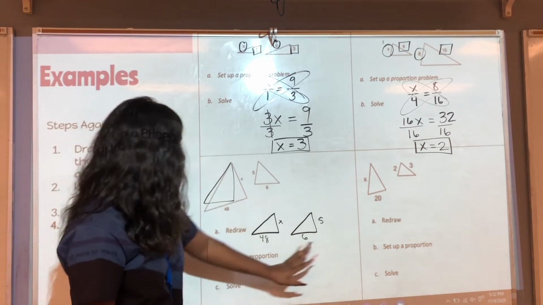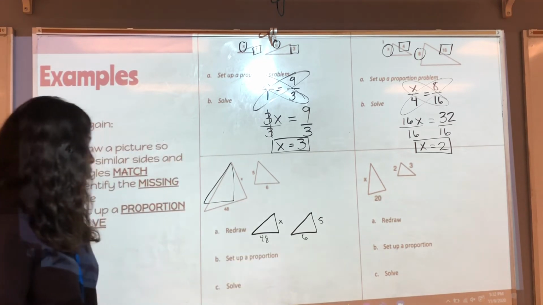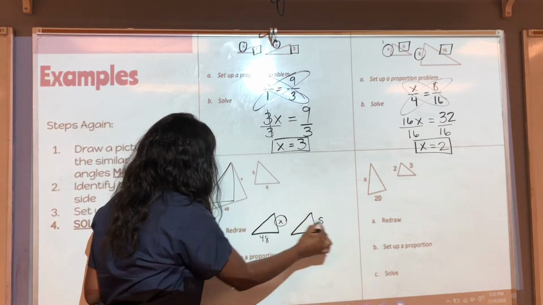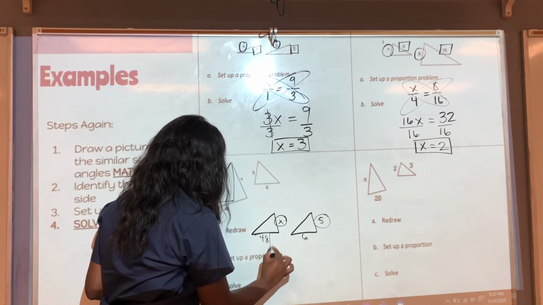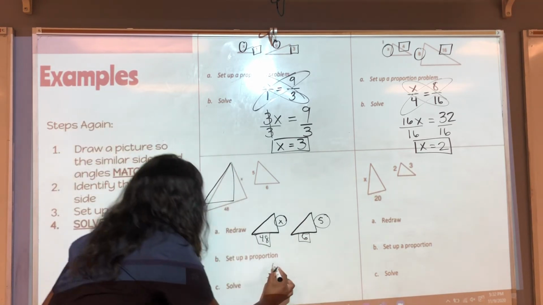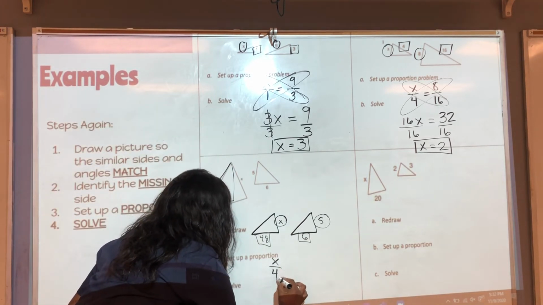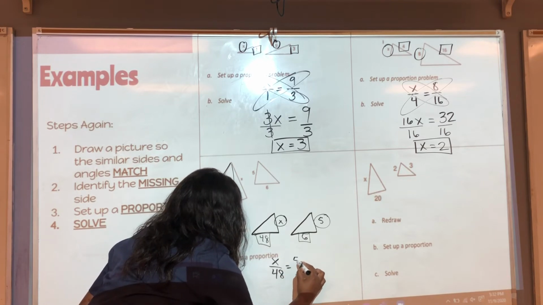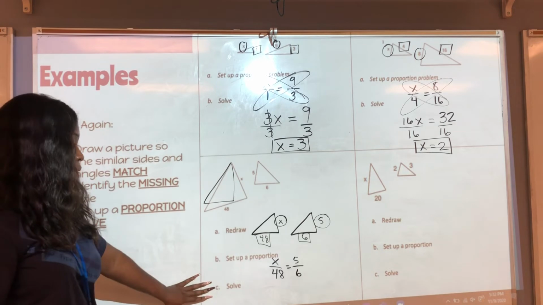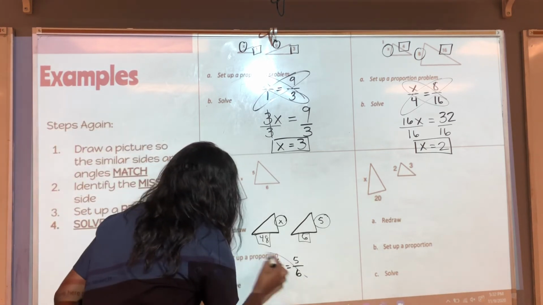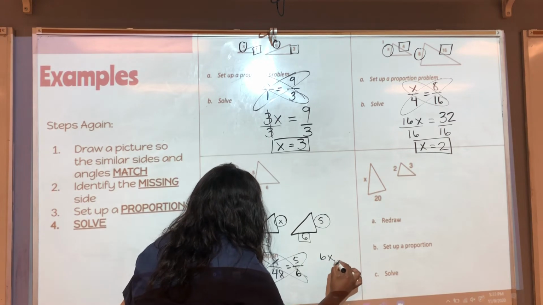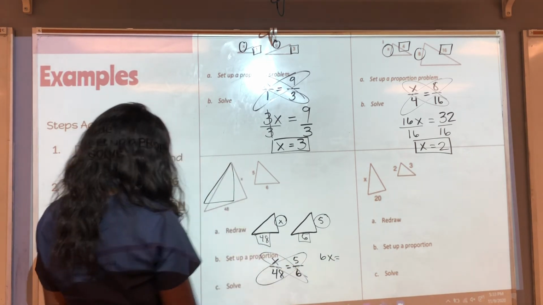Now that I have redrawn those triangles so that they are in the same direction, I can set up my proportion. So x and 5 go together, and then 48 and 6 go together. So let's set it up. X over 48 equals 5 over 6. And then lastly, we can solve. I'm going to do the butterfly method. So I have 6x equals 48 times 5.